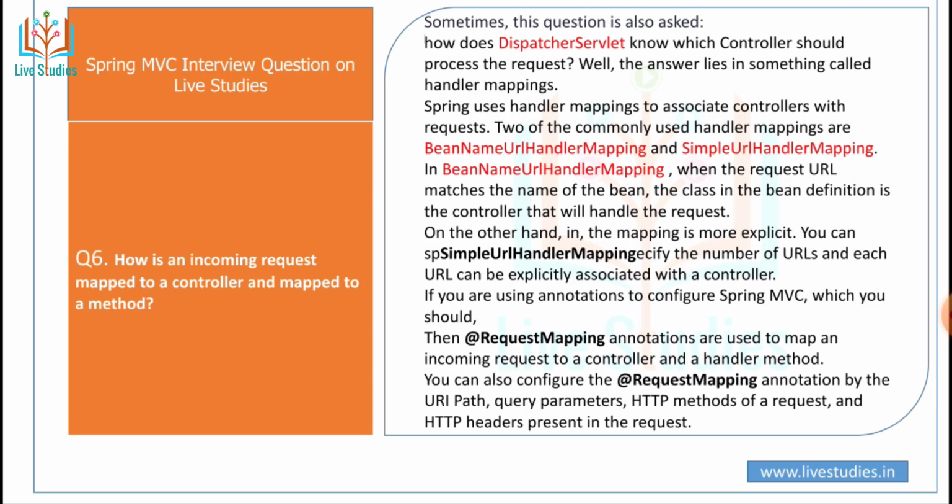Another question. How is an incoming request mapped to a controller and mapped to a method? Sometimes this question is also asked: how does the dispatcher servlet know which controller should process the request? Well, the answer lies in something called handler mapping.